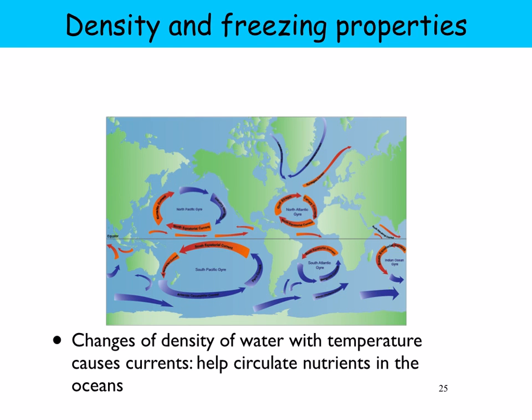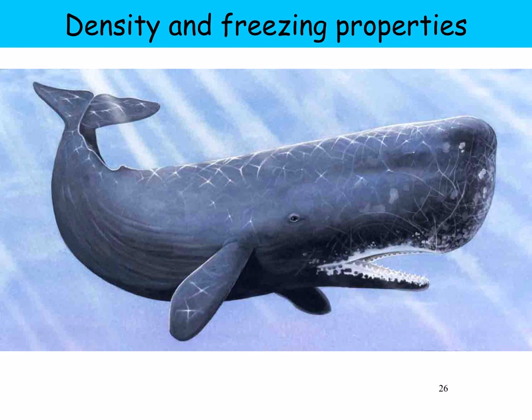The changes of density in water with temperature cause currents, so it helps circulate nutrients in the oceans. And then water is also a dense medium and provides support for organisms, which means that they require less supporting tissue than on land.